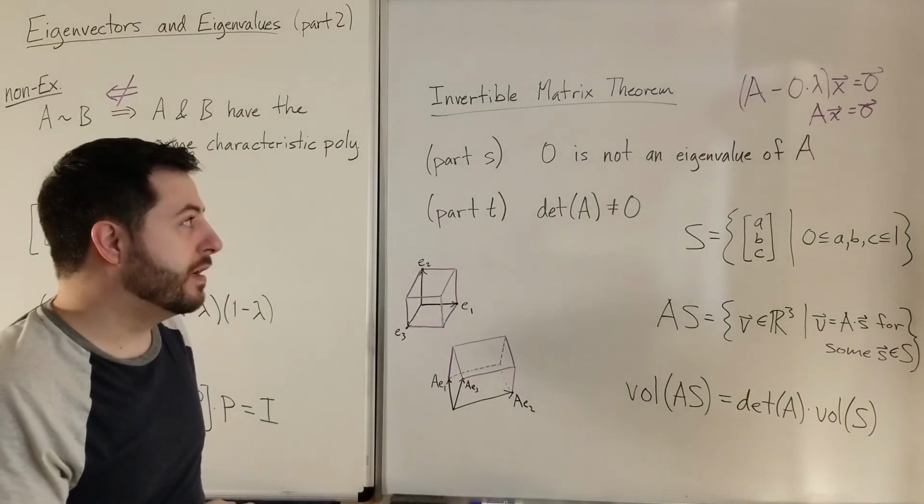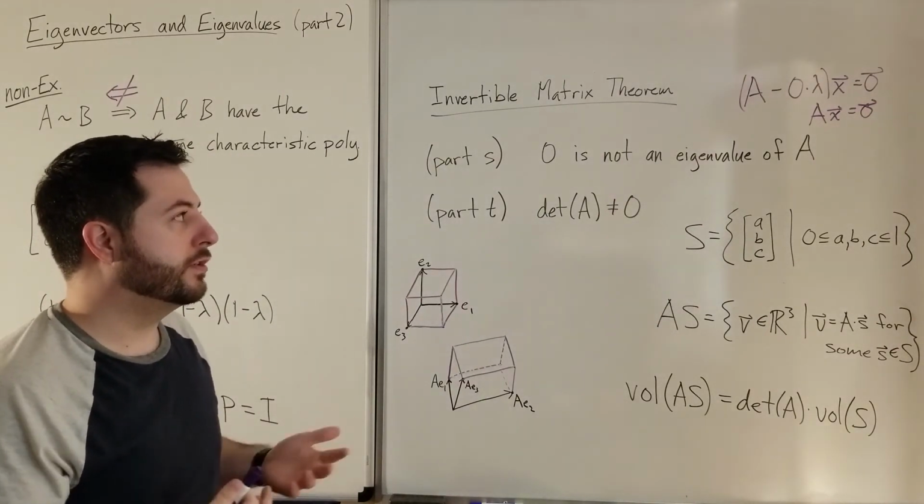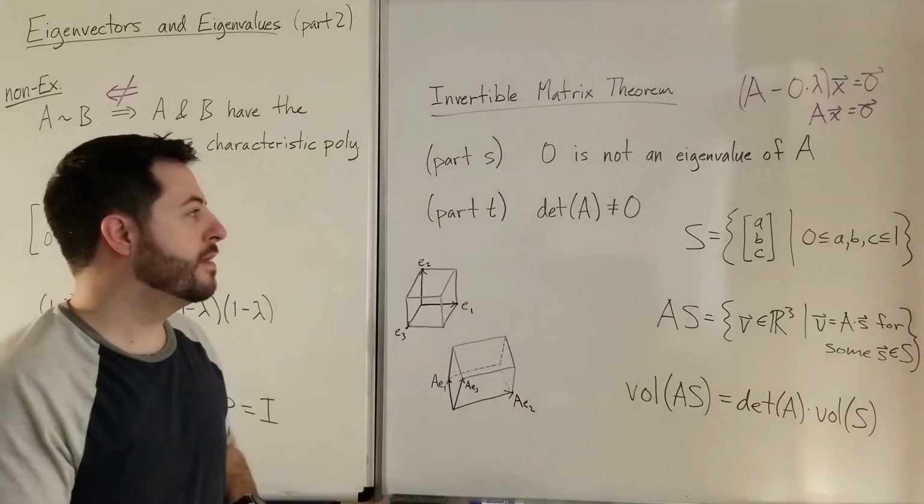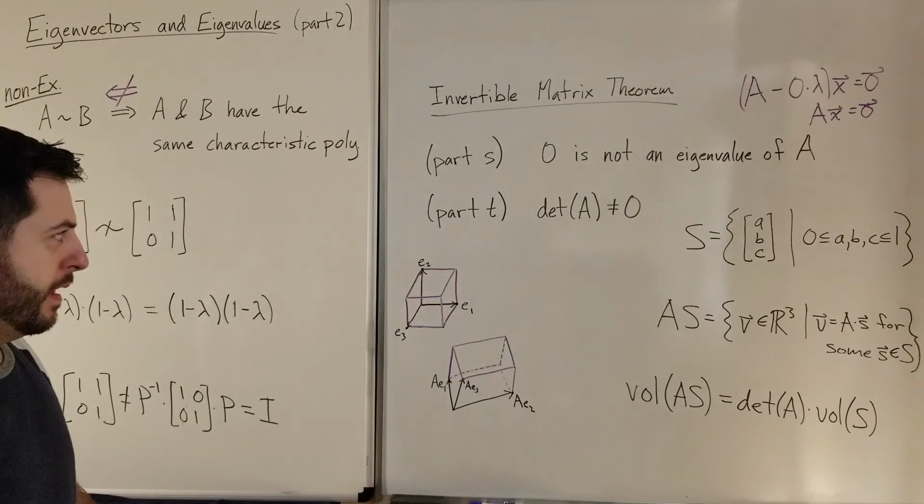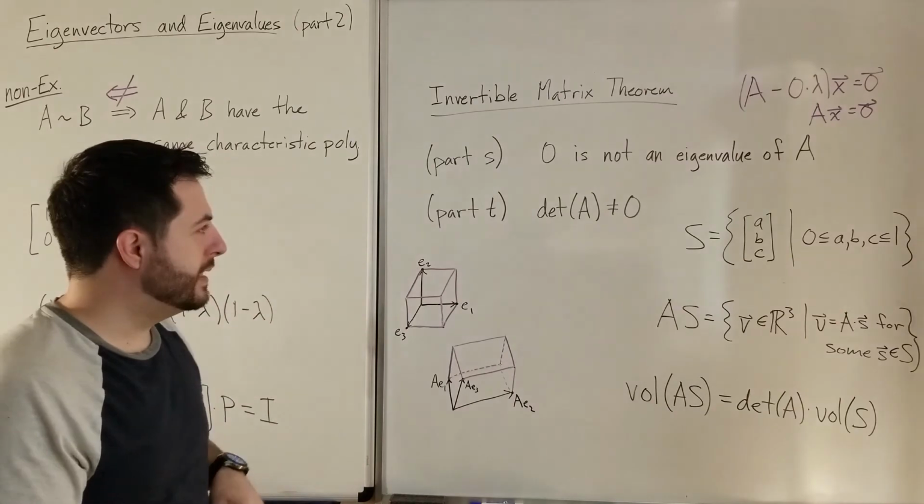Okay? And that's exactly what it means for the matrix not to be invertible. There's a non-trivial solution to AX equals 0. Okay. That's part S. Now part T.